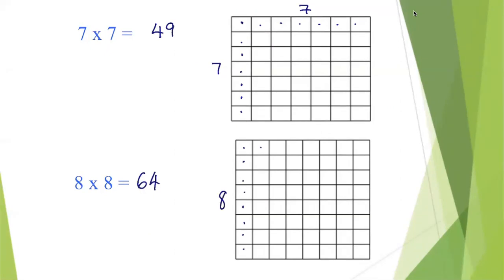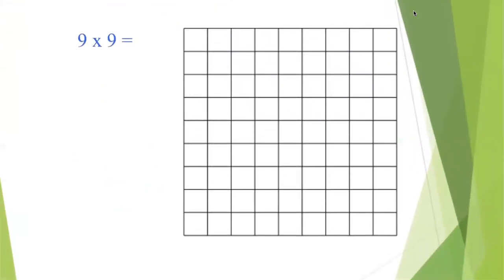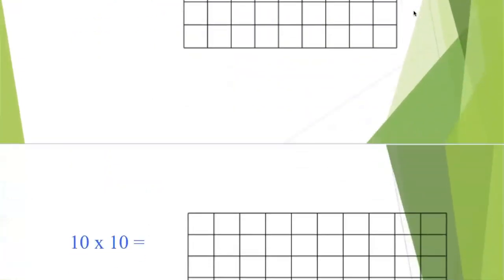And that is 8 by 8 to make this square. Okay. Now, we also have 9 times 9, which I'm sure you know is 81. Right, so those are our square numbers.